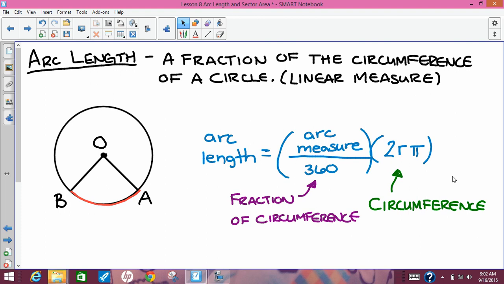So arc length and measure are different. Measure is a degree. Length is a linear measure, like I said, like inches, feet, centimeters. So if we know the degree of the arc, so the number of degrees, which we can get from the central angle, we'll call that x degrees. If we know the degree measure of the arc, we can plug it in there, and we can find out the fraction of the circle that that arc represents by dividing that arc measure by 360.